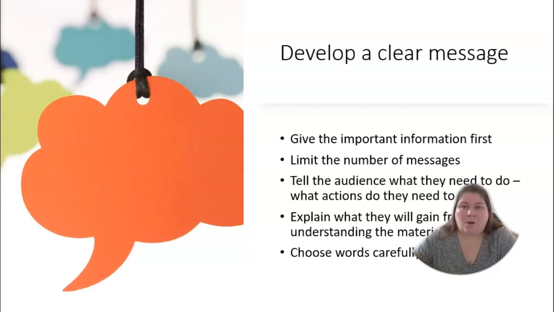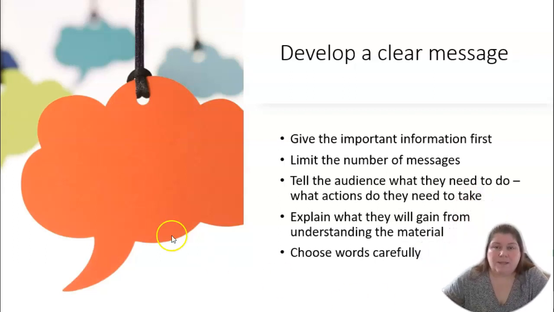So when you are thinking through your message, you want to make sure that it's clear. You want to provide the most important information first. So tell them why it's important, and then tell them what actions they can take related to that information. You want to limit the number of messages that you're providing so that they are not overwhelmed. You want to tell them what they need to do and what actions they need to take.